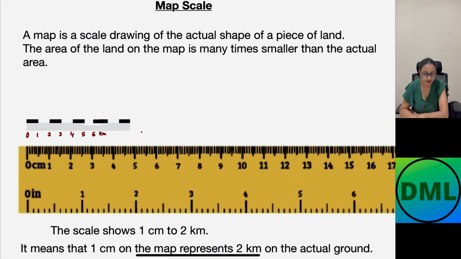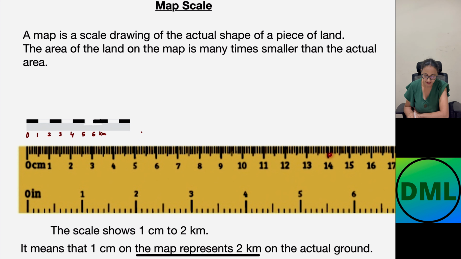Map scale. What is map scale? A map is a scale drawing of the actual shape of a piece of land. What is the meaning of that? That means you have an actual shape and you want to draw it on a piece of paper. You have to take some measurements because you can't draw that full big ship. You have to draw a small ship. So you have to take some ratio of drawing that ship. That is the map scale, drawing the actual shape on a piece of land. The area of the land on the map is many times smaller than the actual area.